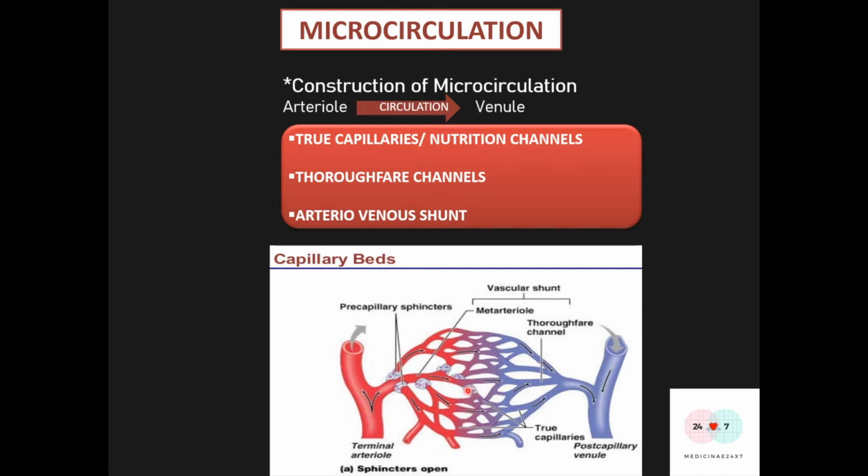Thoroughfare channels are the ones which are located more peripherally in the capillary bed and are not so extensively branched. The function of these channels is to provide oxygen to the tissues more rapidly. So that's why the thoroughfare channels are more common in skeletal muscles.